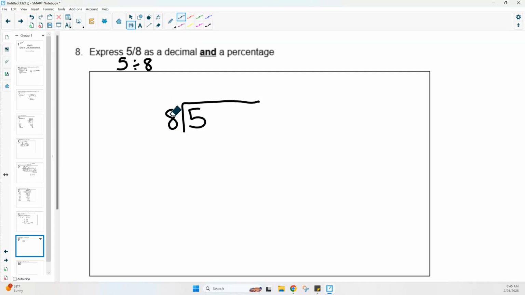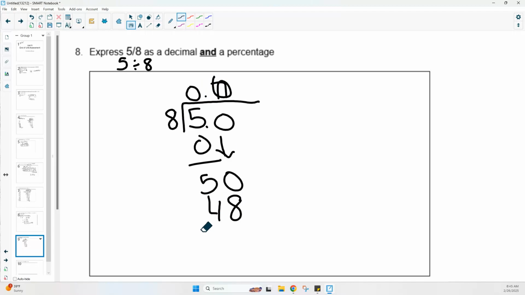Now we can set up our division. 5 does not fit into 8, so we're going to put a 0. 8 times 0 is 0, and then subtract, you get 5. Now we need to add a decimal point and a 0, and we're going to bring that 0 down. 8 fits into 50 7 times. 8 times 7, sorry, only 6 times, because 7 would be 56, which is too many. 8 times 6 is 48. Subtract, we get 2.